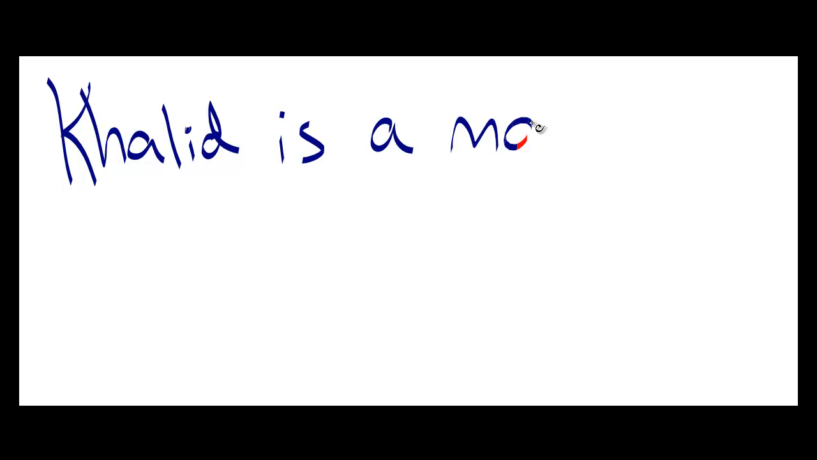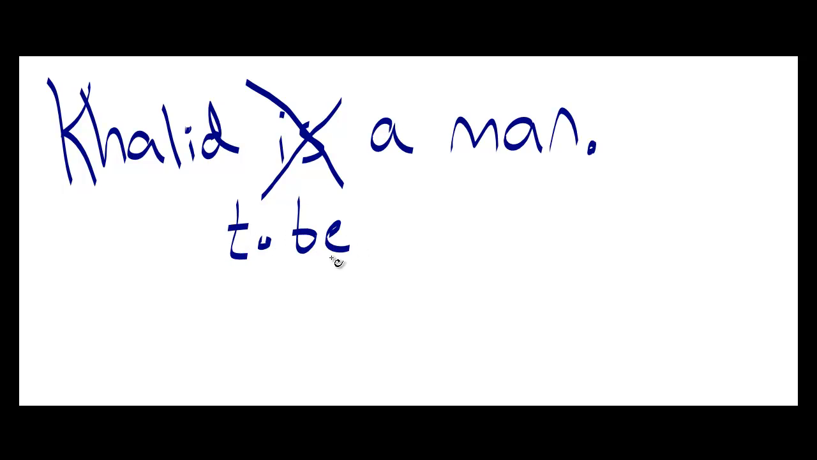For example, Khalid is a man. Now to translate this English sentence into an Arabic one, the first thing we do is we get rid of the is. Okay, because what's known as the verb to be in English, in Arabic it is quote unquote hidden. Okay, which means you can't see it. It's there, but you cannot see it in the actual Arabic language. And you'll understand when I write it now.